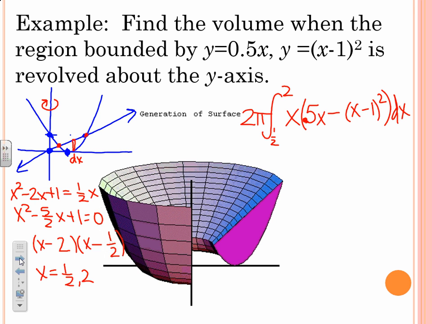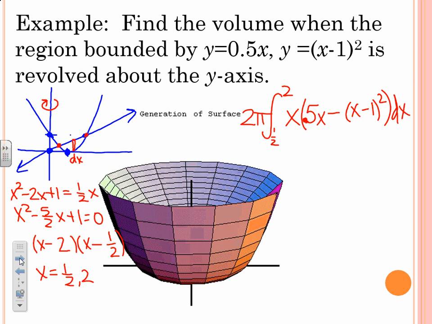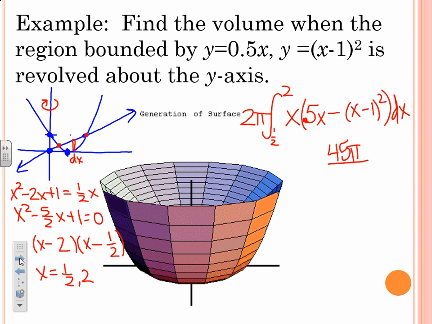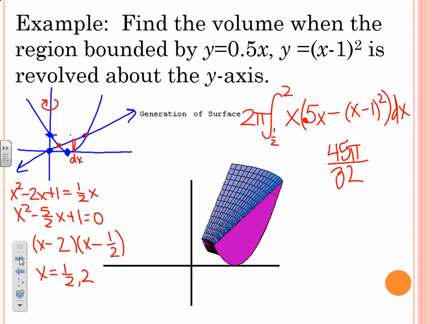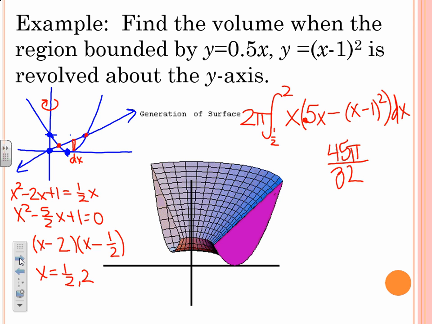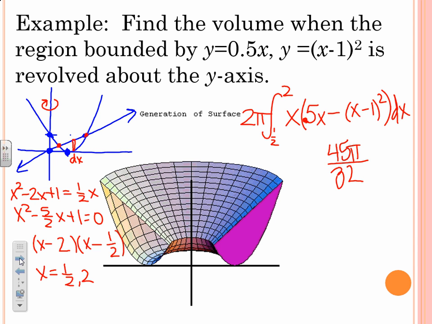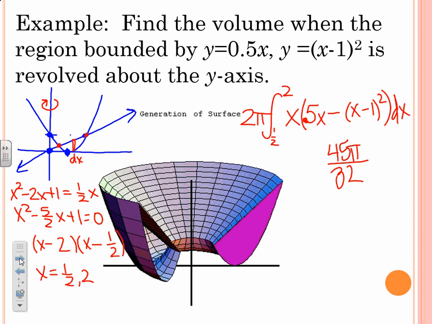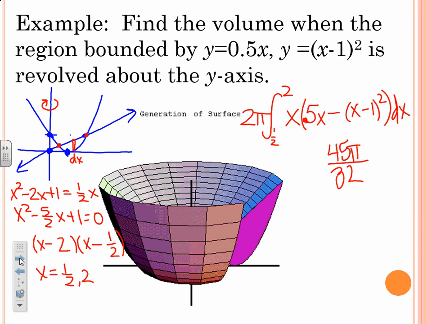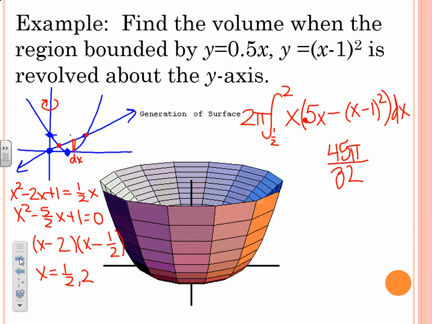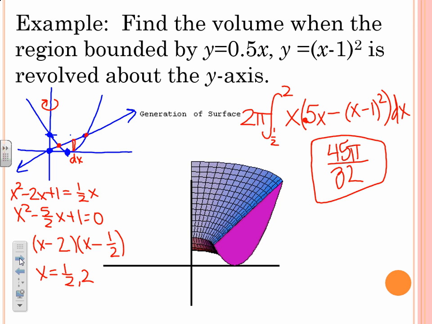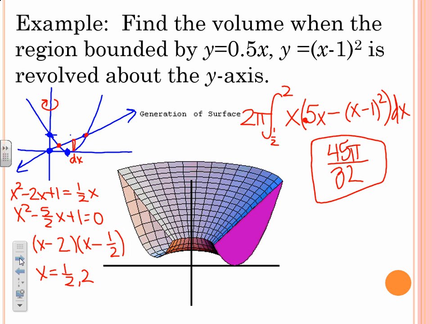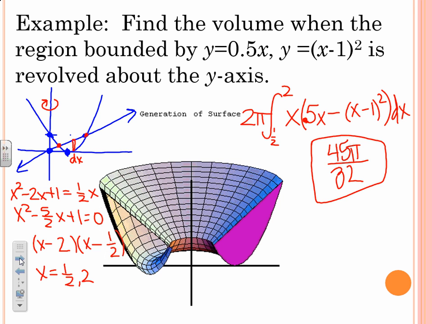Jimmy, what did your calculator give you for an answer? 45 over 32. I was about to say I got 4.418. Did you change it to a fraction? Oh, no, I did not. Before you multiply it by pi, change it to a fraction. Do you agree with Jimmy? Josh, does that make sense? Yeah. Okay. All right, let's do another one.